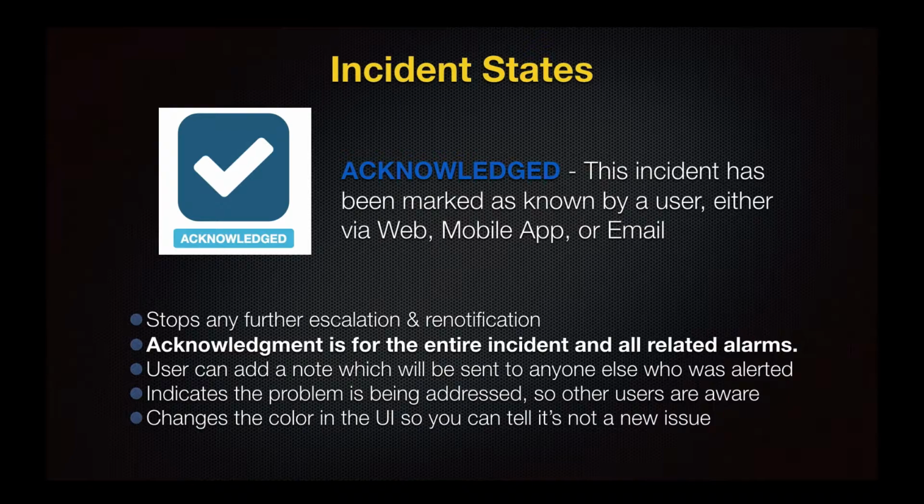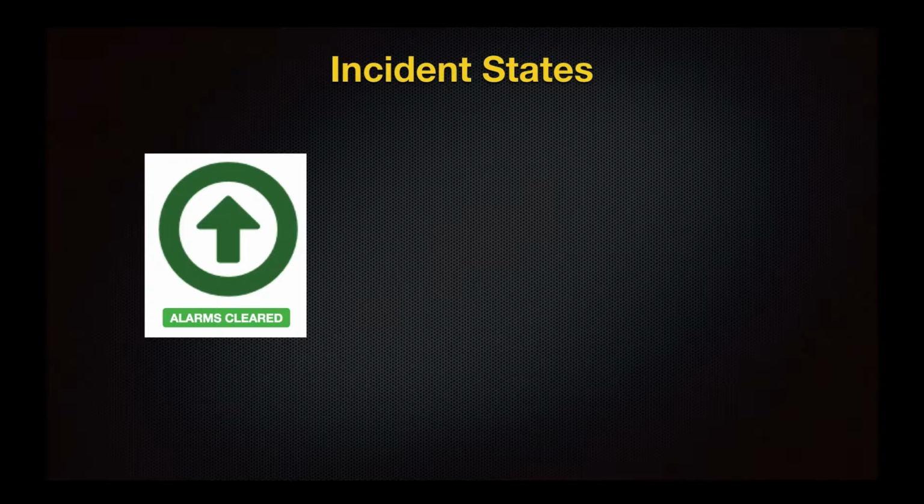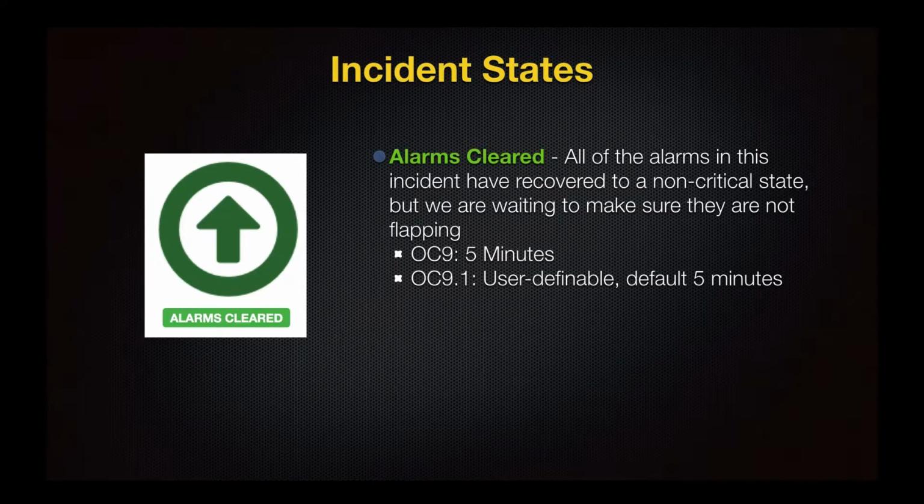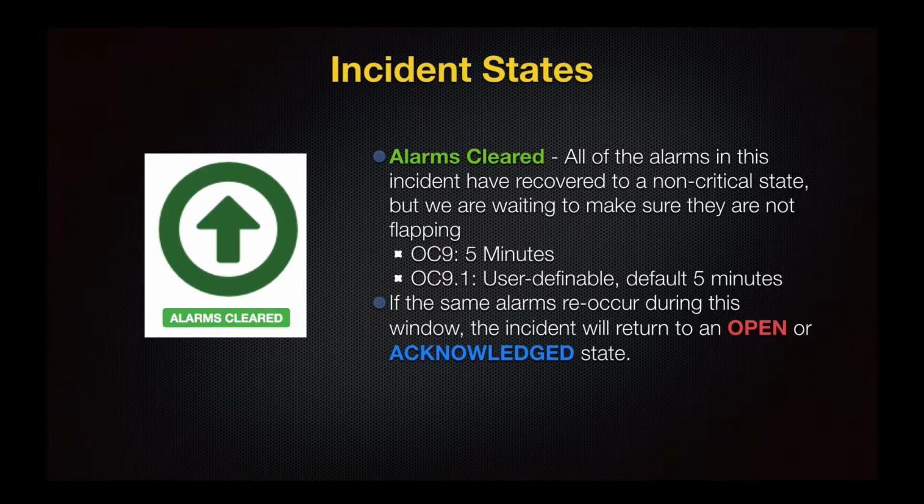Now, in OmniCenter 9, we introduced a new incident state called alarms cleared, and this is basically designed to handle flapping situations. So an incident that's showing as alarms cleared means all of the different alarms in the incident are okay now, but we're waiting to make sure it's stable before we mark it as closed. So it's basically a transitory state. And if the same alarms occur during that closure window, the incident reopens. So if it was acknowledged, it'll stay acknowledged. If it was opened, it'll go back to open, but it won't generate a new set of notifications based on that state change. It'll just mark it as reopened.